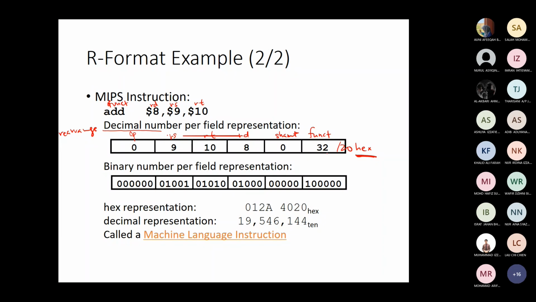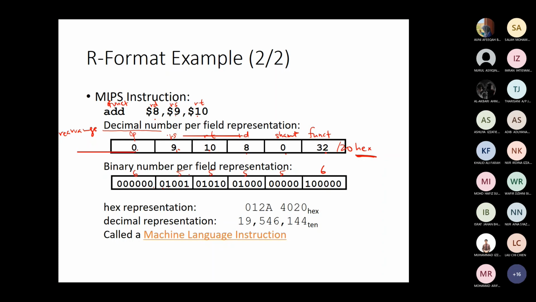Function is 32 or 20 hex. Your opcode, since this is R format, is always 0. Your RS is 9, RT is 10, RD is 8, and your shift amount is 0. Then convert these numbers into binary based on the size of each field. Remember the size of each field: opcode is 6, function is 6, and the rest are 5, 5, 5, 5. So 0 is converted into 6-bit 0, and 9 is converted into 01001.